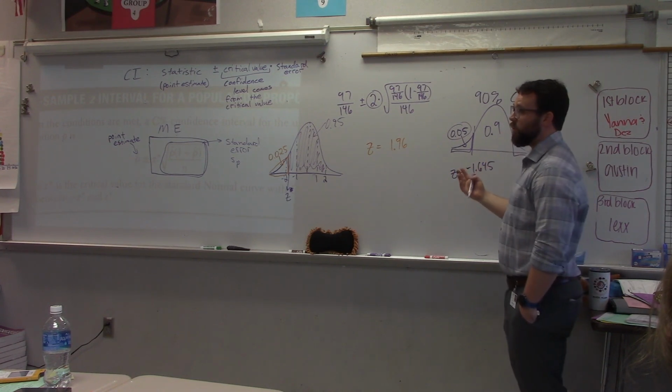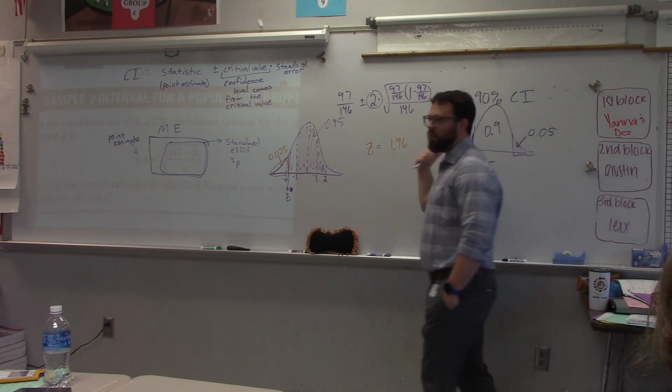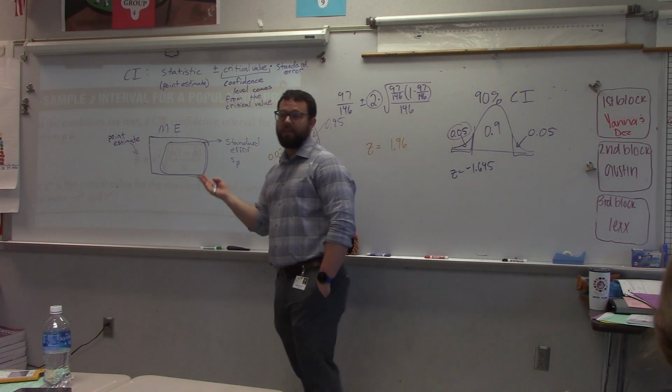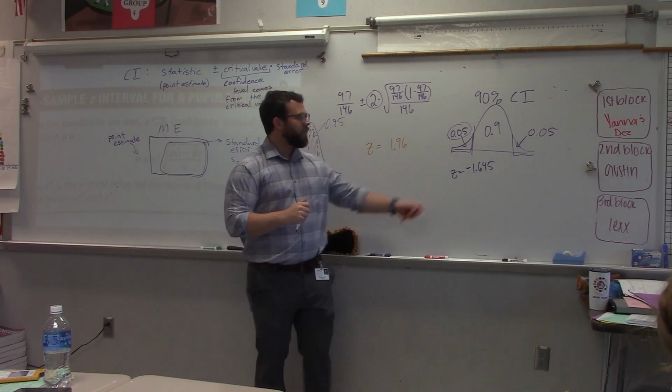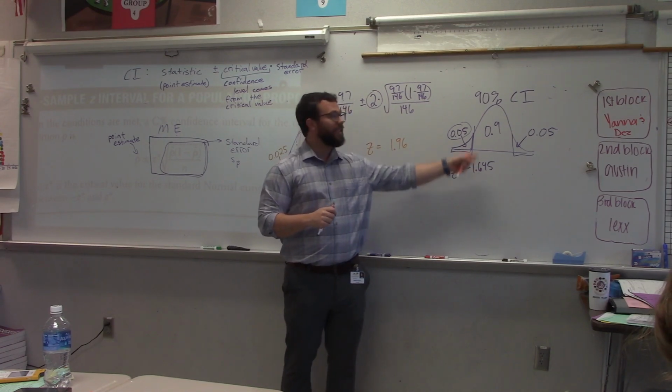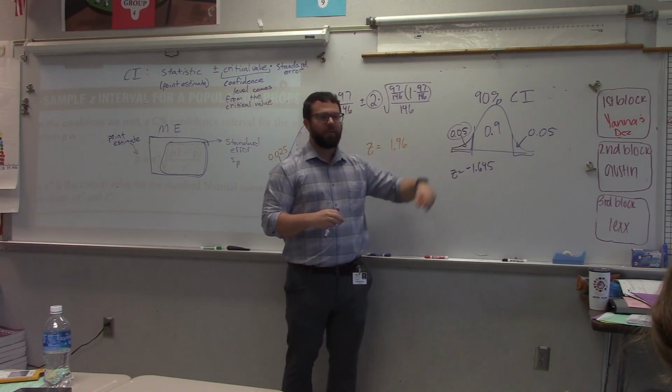The only reason I do the 645 is because I've seen them do it regularly where they do 3 decimals for that one. I don't know why, they just do. So the critical value associated with 90% is 1.645.